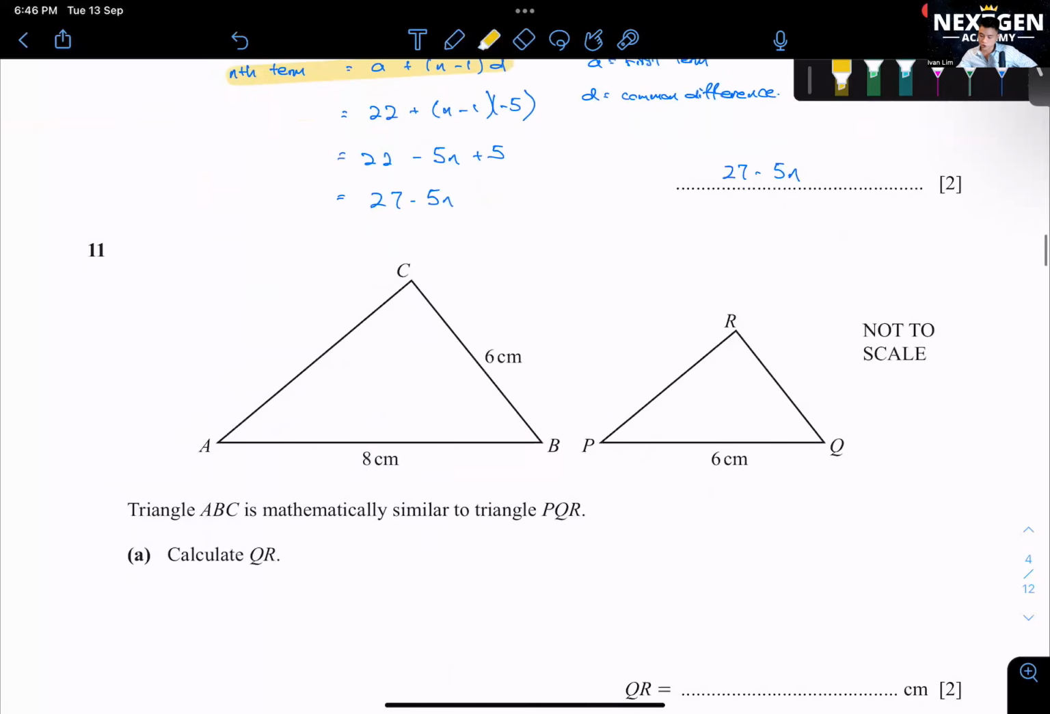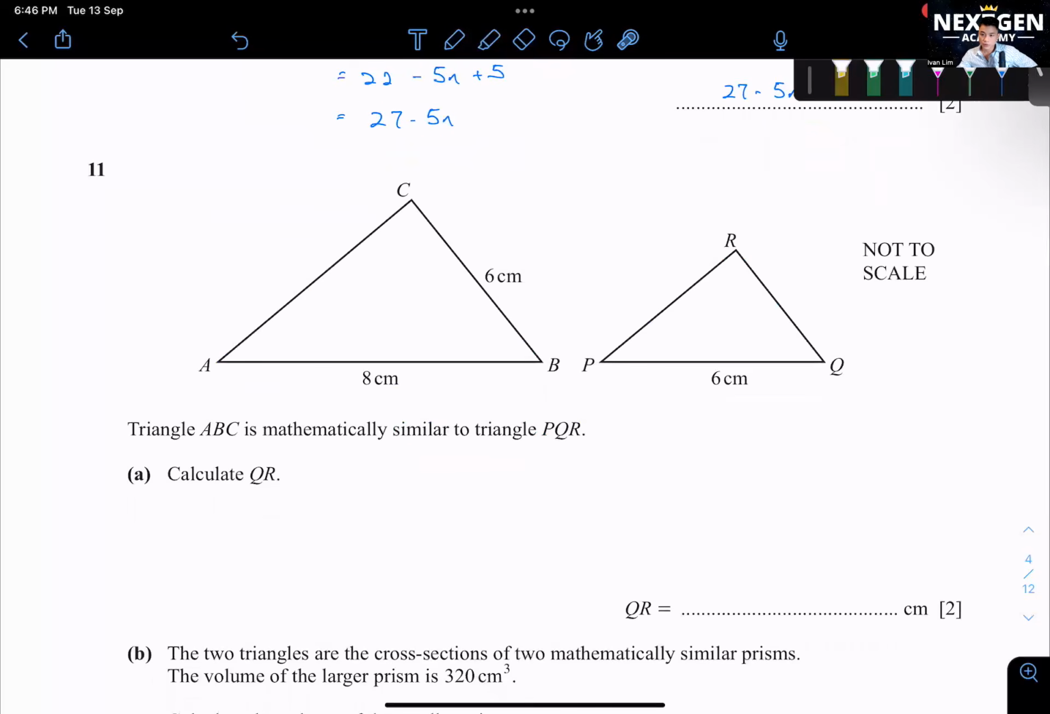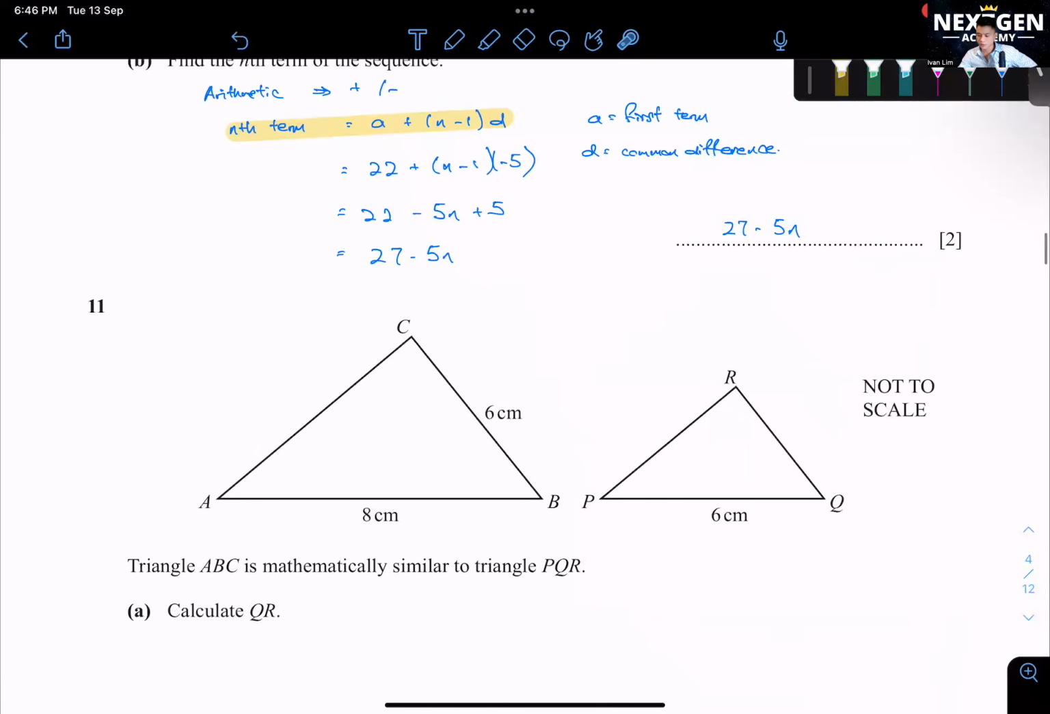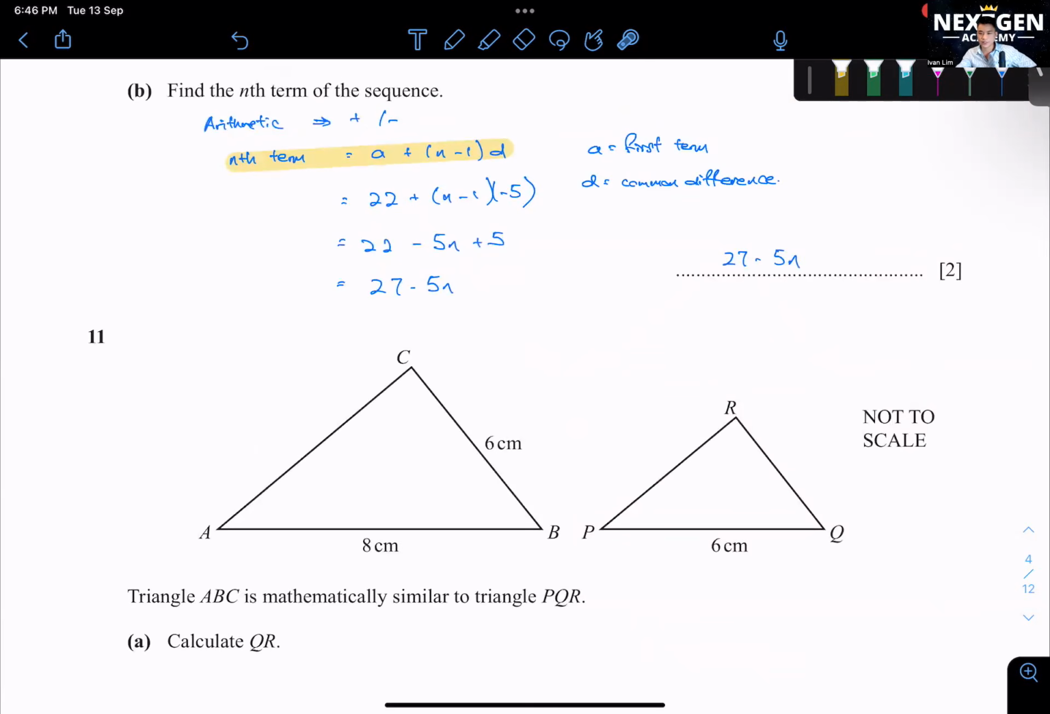Okay, question 11. Here's a more complicated one. Okay, this is the easiest one, I can guarantee you. What does your school teach you? I think a lot of schools teach trial and error, which is very lousy. Just stick with this formula, but you have to memorize it: a plus (n minus 1)d. It always works.